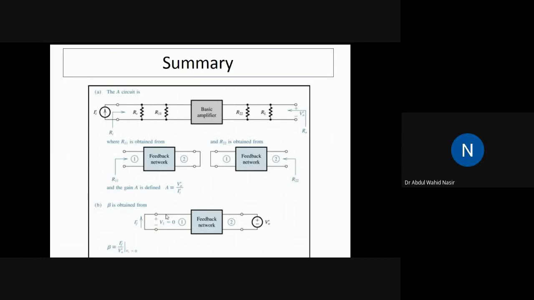For beta, you work from the feedback network. From the port one side, you short circuit port one, and at side two, you connect with V naught. If you do so, then you will have the value of beta. Beta will be IF dash divided by V naught dash, with V1 equal to 0.